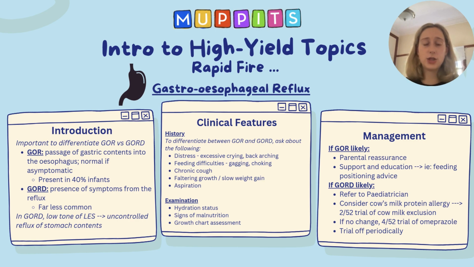In terms of examination, you want to assess the baby's hydration status, particularly if they've been vomiting lots, if there's any signs of malnutrition, and also doing that growth chart assessment, as we said. In terms of management, if it's likely simple GORE or gastroesophageal reflux, reassuring the parents is super important, and you can provide them education like feeding position advice, but just reassuring them that it will get better on its own and there's no actual treatment for it. But if GORD is likely, you've got to refer to a paediatrician.